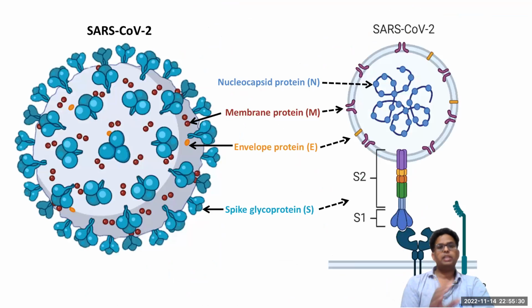So this is the structure of the spike protein, in two-dimensional and three-dimensional form. The spike protein has S1 and S2 domains, and S1, as seen here, binds to the ACE2 receptor. This one is the ACE2 receptor, and this is TMPRSS2, a protease which assists S1 to bind with the human ACE2 receptor.